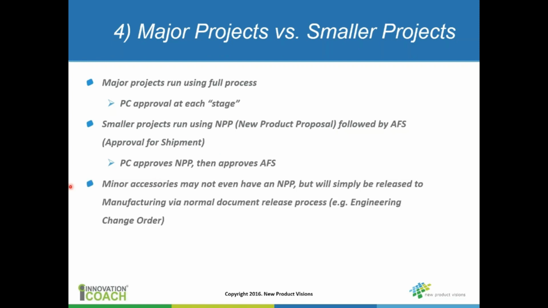And then you might have some minor accessories that might not even have a marketing document or an MPP, but will simply be released to manufacturing versus your normal ECO type process. So you need to think about that, again, and how you document your process, and give the engineering manager and maybe the project managers or whoever a lot of latitude in making that decision.